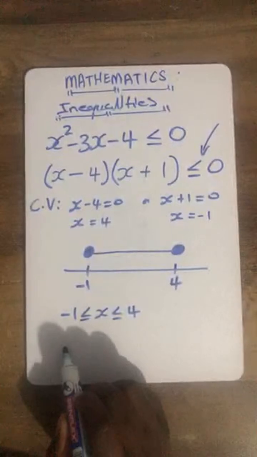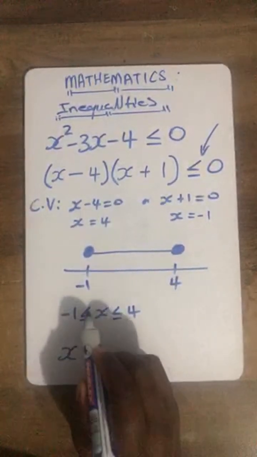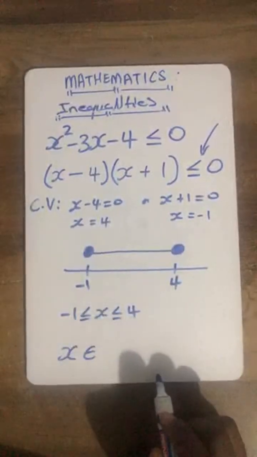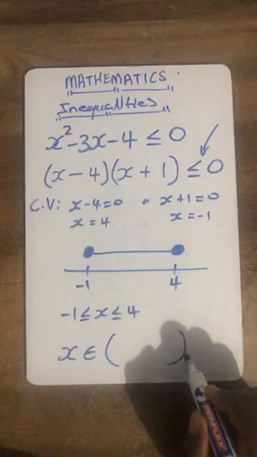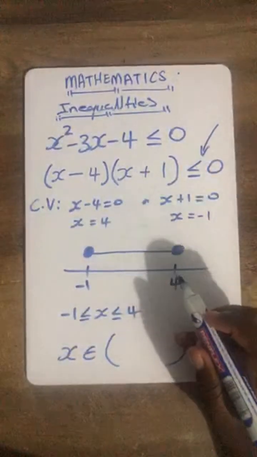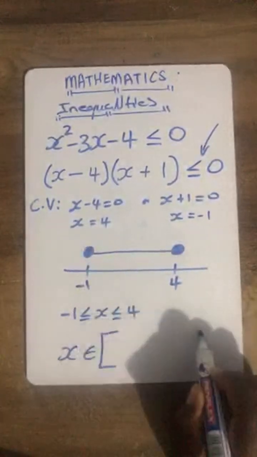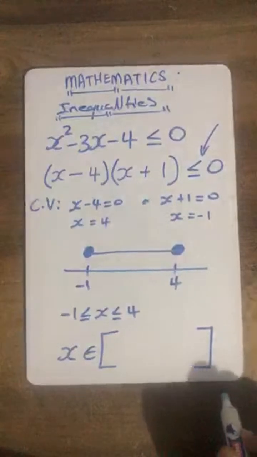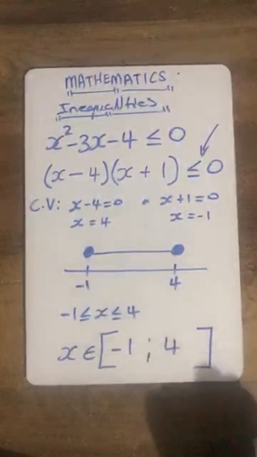If you guys remember, I said you can still say x is the element of, but because it's less than or equal to, you don't use these brackets. You only do this if it's just a less than there. But because it is less than or equal to, you use the square brackets. So you can just say negative 1 and then 4.